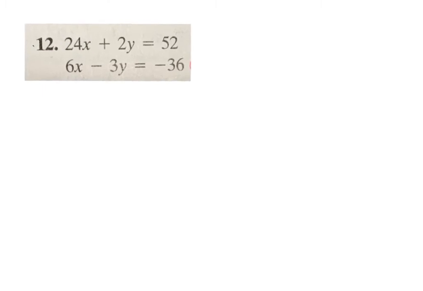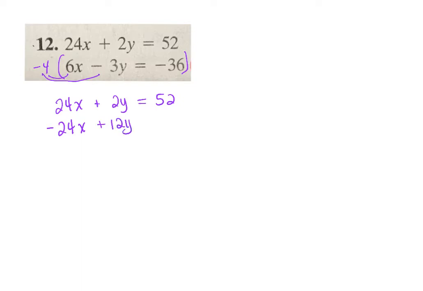I personally would probably just do the one where I'm only multiplying 1 because it's less room for error there. So if I were to do this particular one, I would likely just multiply the second equation by negative 4 so that I could get rid of my x's. So I'm going to write my top equation the way it is. I'm going to leave that one alone. My bottom equation, negative 4 times 6 rather, is negative 24. Negative 4 times negative 3 is positive 12. And then negative 4 times negative 36 is 144, I believe.